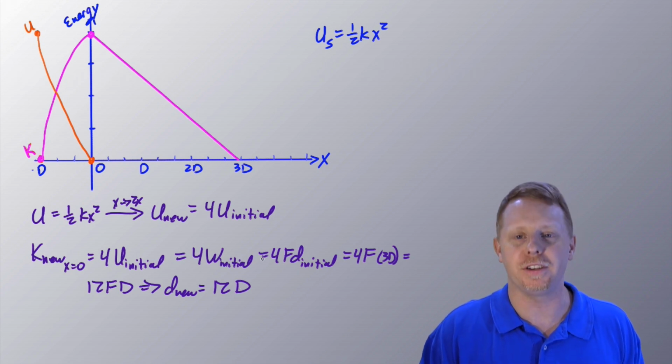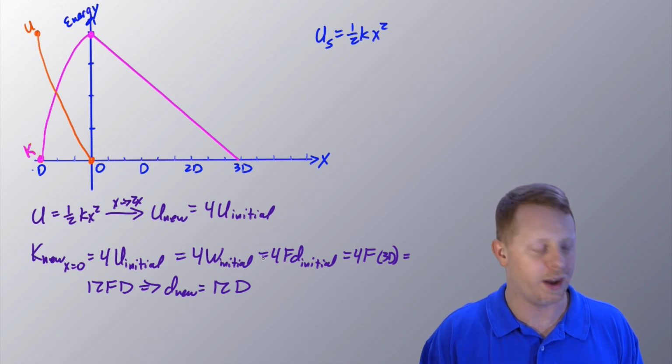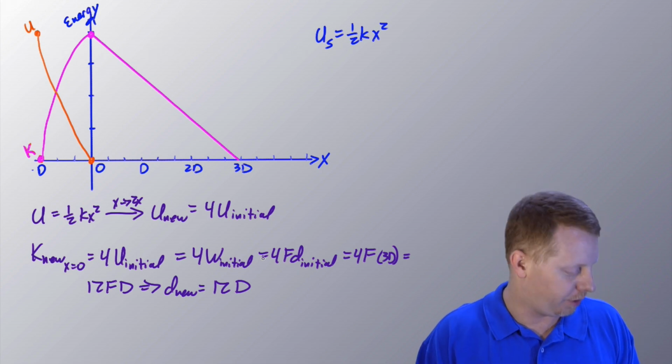And there are bunches of ways you could explain that, lots of correct ways to do it. Really depends on how you're thinking and how you like to justify these. But I think you're going to come up with a new distance of 12D, which is 4 times as far as it went initially.